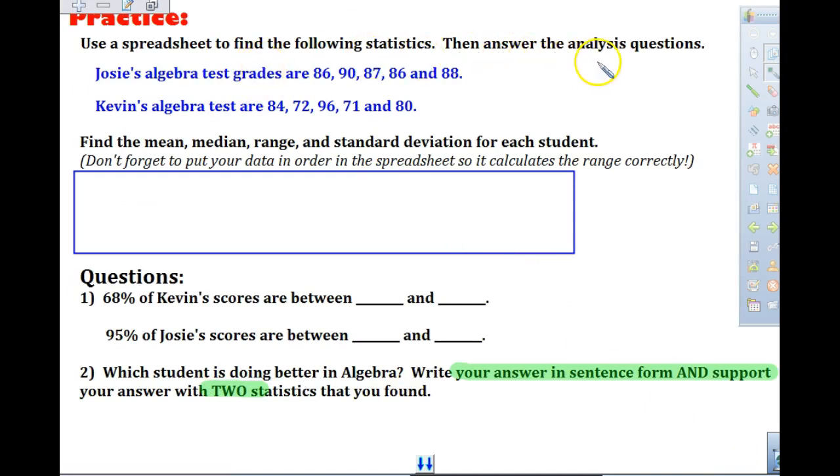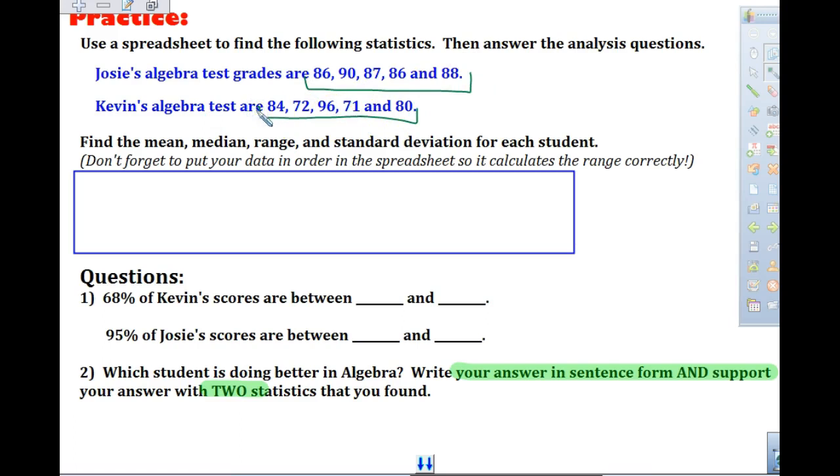So using the spreadsheets to answer these questions, okay? Josie's algebra grade, so what I would like you to do is to have half of the room by the window, you're going to do the algebra one for Josie, and then Kevin's, that's going to be this side. So I don't need you to do both. How many data points are we talking about? They both have 5, right?